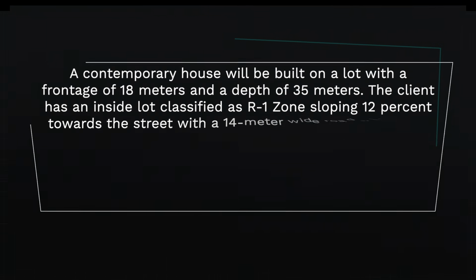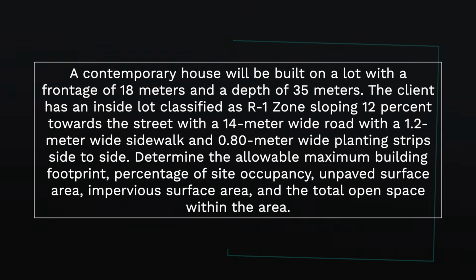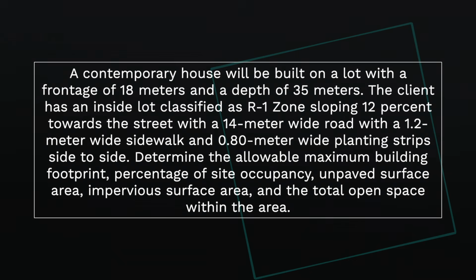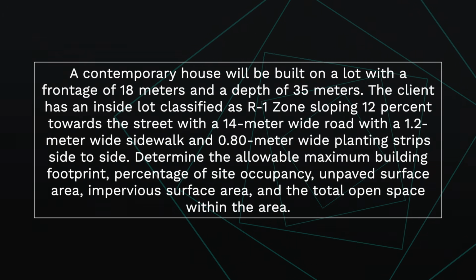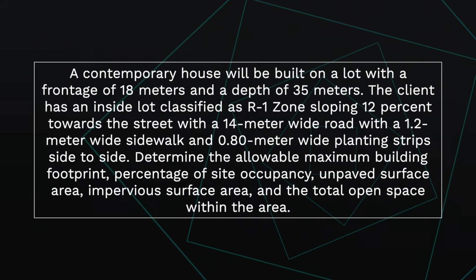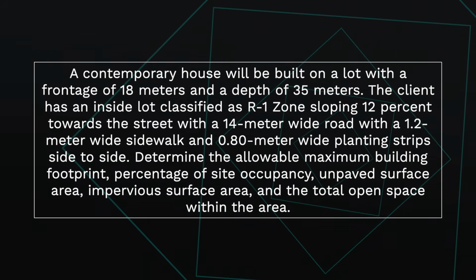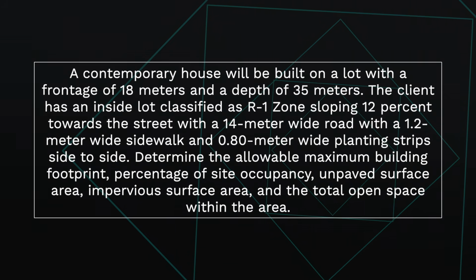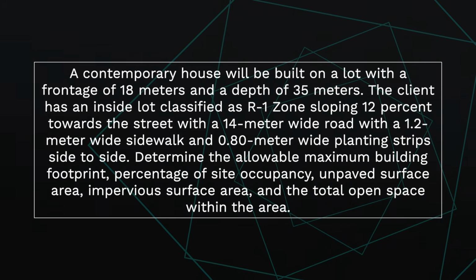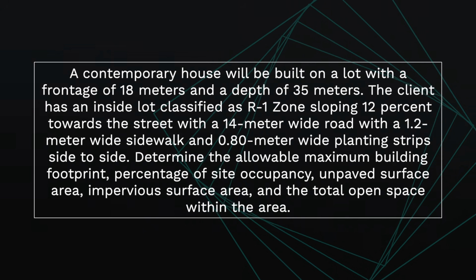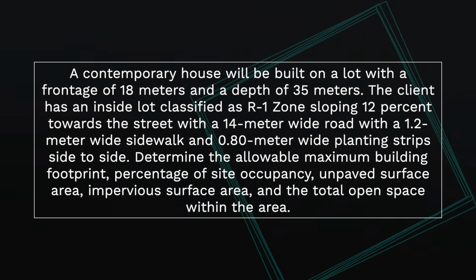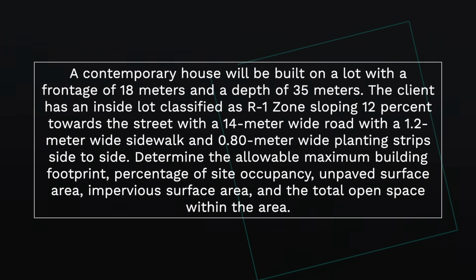A contemporary house will be built on a lot with a frontage of 18 meters and a depth of 35 meters. The client has an inside lot classified as R1 zone sloping 12% towards the street with a 14-meter wide road with a 1.2-meter wide sidewalk and 0.80-meter wide planting strip side to side. Determine the allowable maximum building footprint, percentage of site occupancy, unpaved surface area, impervious surface area, and the total open space within the area.